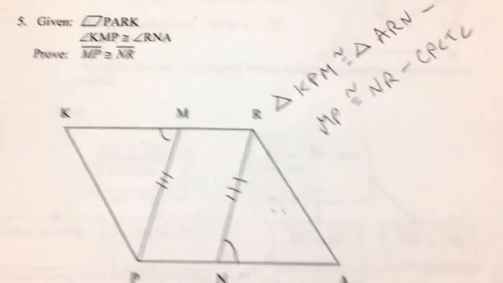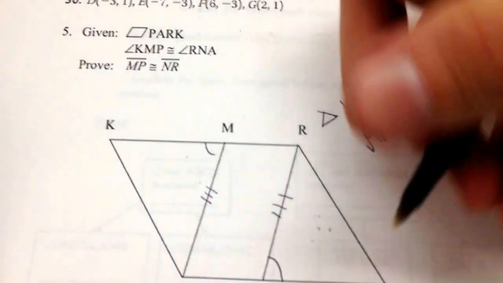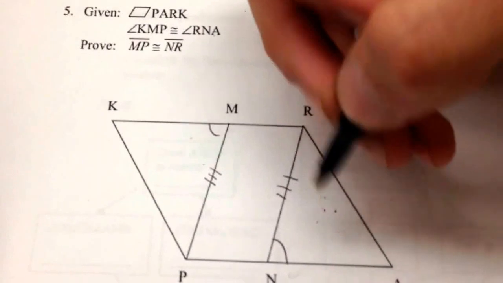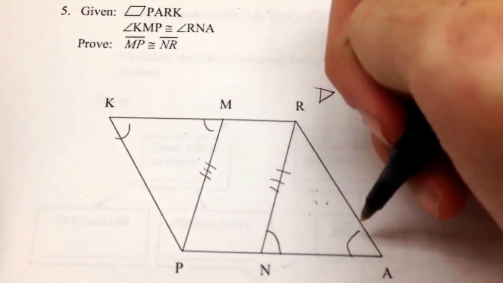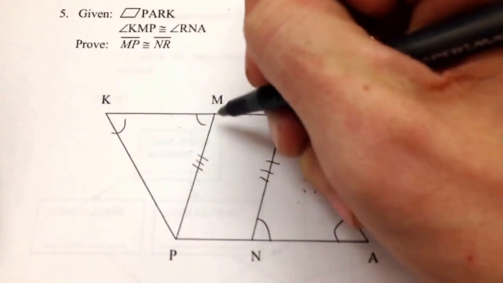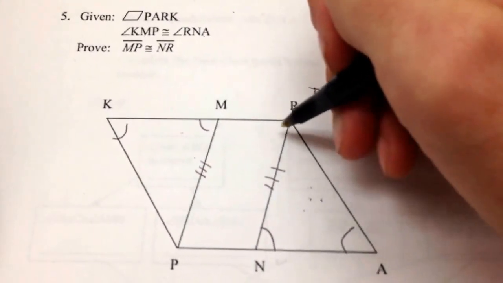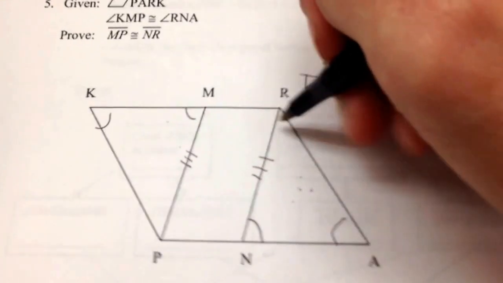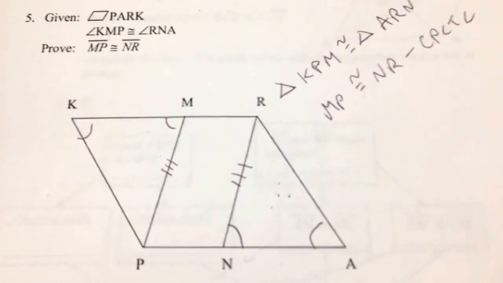Alright, so first off, with a parallelogram, you know that the opposite angles are going to be congruent. So we know K is going to be congruent to A, and we also know R would be congruent to P. But if you notice that P is being intersected with another line and R is being intersected with another line. So because of that, I'm not going to include R and P into my proof at all.